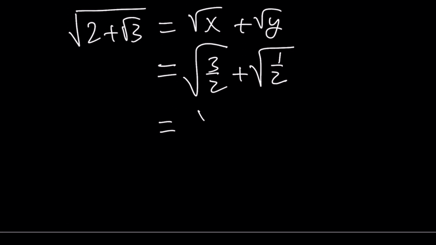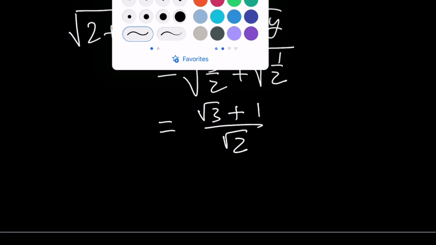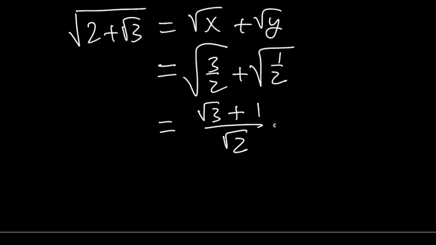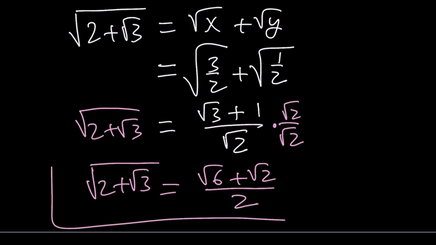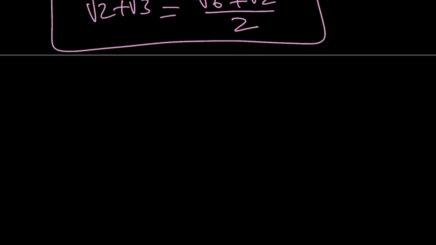And now we need to simplify this a little bit. Let's go ahead and add them with a common denominator, and then rationalize the denominator. Let's multiply the top and the bottom by root 2. And obviously, we're trying to simplify this. So square root of 2 plus root 3 just becomes root 6 plus root 2 over 2. All right, and that ends the first method. Let's go ahead and talk about the second method now, and let's see if you already have an idea.